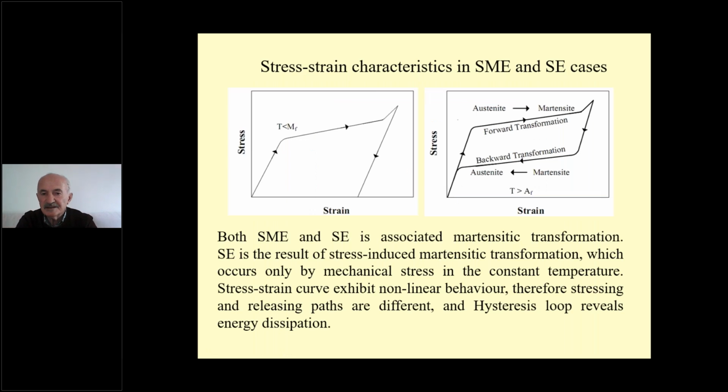This is the stress-strain characteristic in shape memory effect and superelasticity. As I mentioned, in the shape memory effect, the materials are deformed in the low temperature condition. As you can see, the early stage of the deformation exhibits elastic material behavior, and stress-induced martensitic transformations occur at this plateau level. In the superelasticity, stressing and releasing paths are different, and this hysteresis lobe refers to energy dissipation.